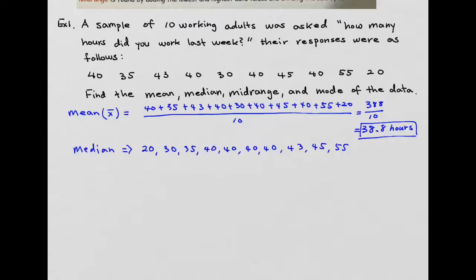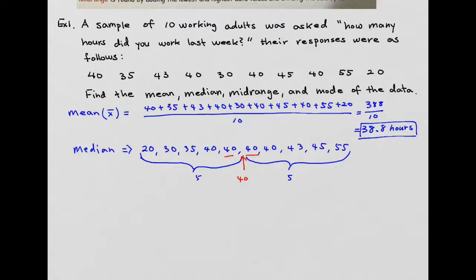So because it's all 10, you're going to count 5 and 5. So this is 5, and this is 5. Exactly in the middle, right here. Well, we're lucky because this number is 40 and this number is 40. So between the 40s has to be 40.